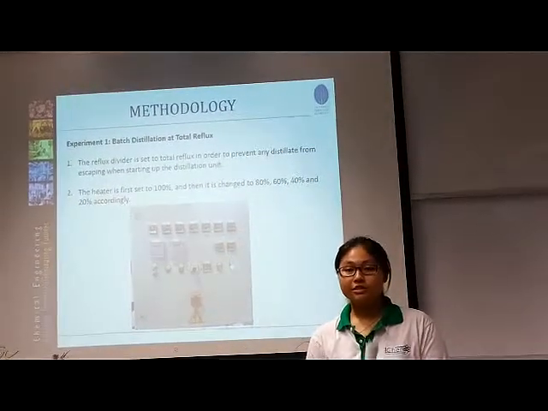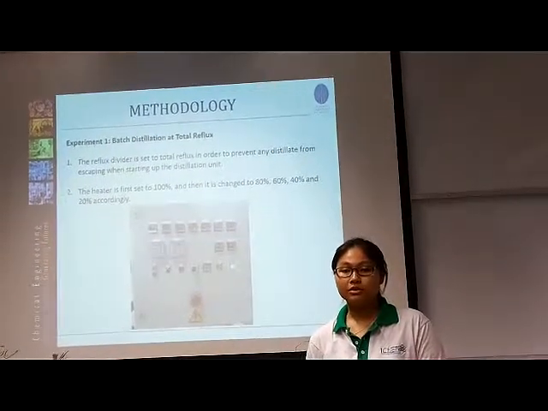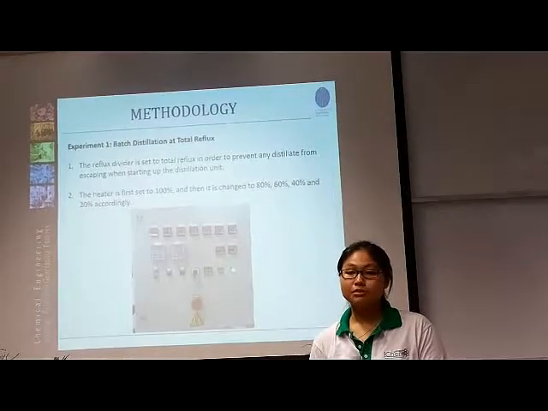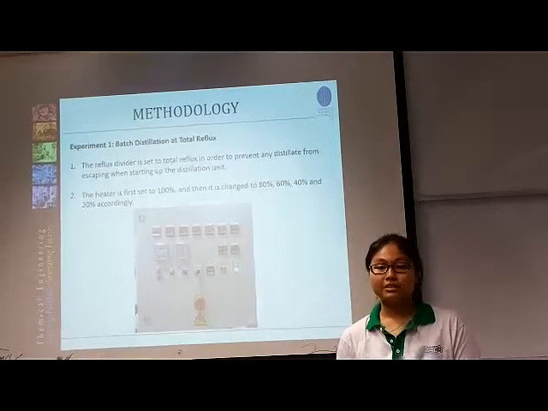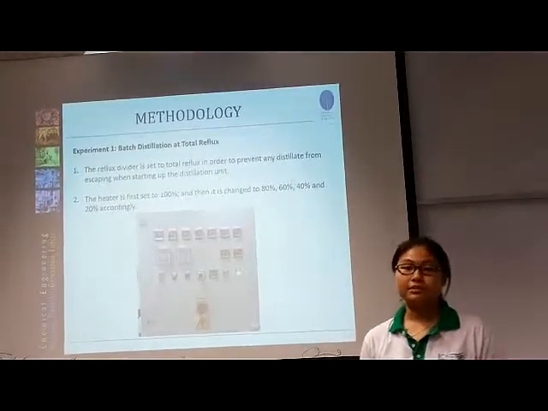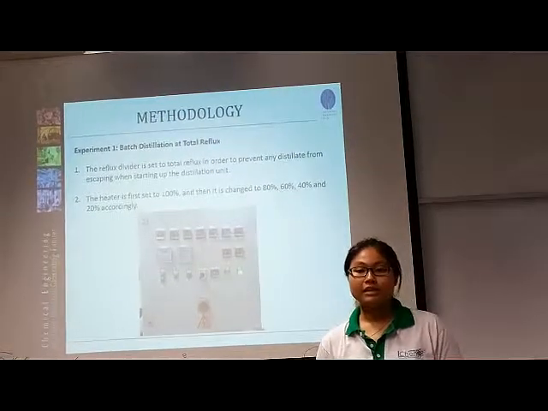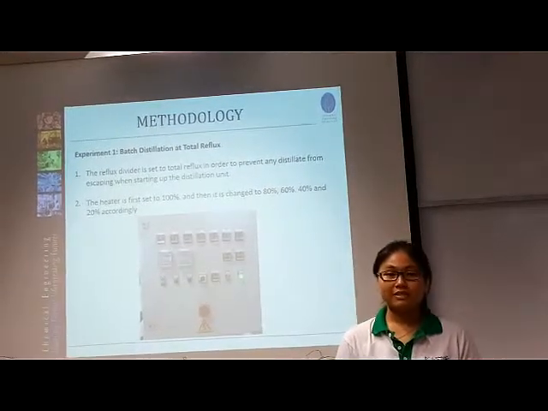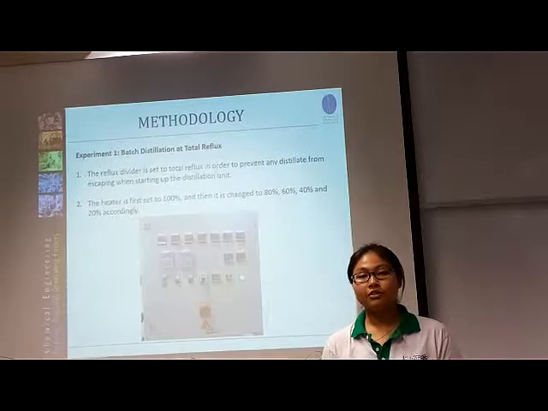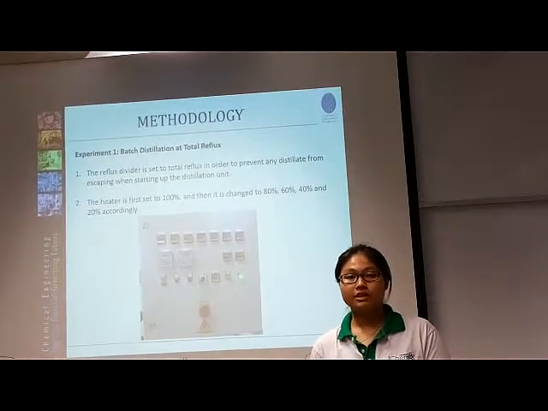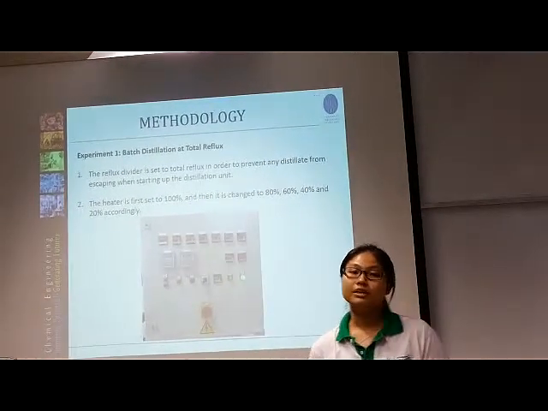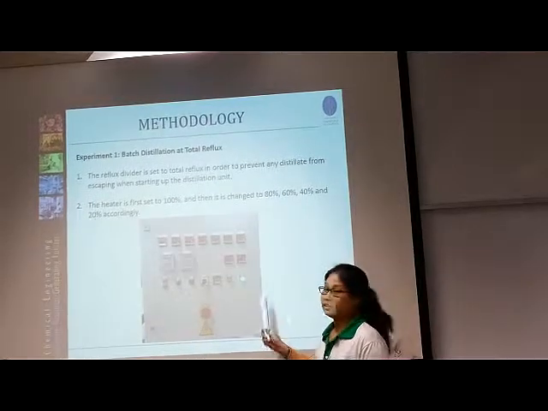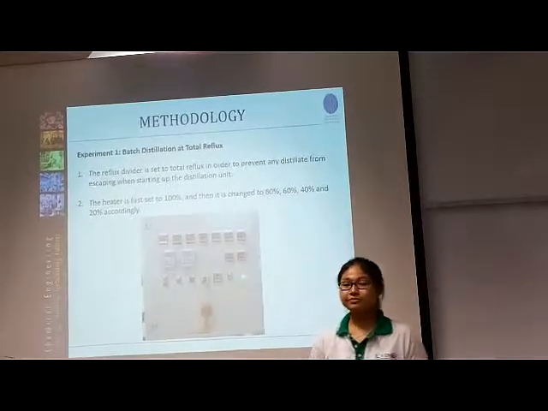First, the total reflux divider will be set to total reflux in order to prevent any distillate from escaping when starting up the distillation unit. Then the heater will first be set to 100%, then followed by 80, 60, 40 and lastly 20% accordingly. This will be the unit to set the heater percentage.